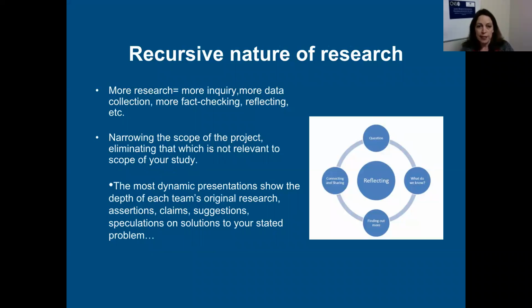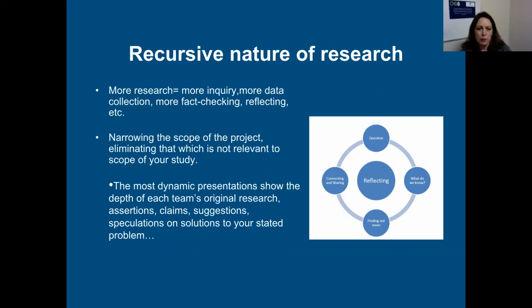That said, it's also important to keep in mind that the process of research is very recursive. It's cyclical. It involves asking a question and then reflecting on it, thinking about what do we already know? How are we going to find out more? How are we going to connect and share? So the more we dive into the research, the more we have inquiry, the more we collect data, and then we have to keep fact checking and reflecting. So it's a very cyclical process, not a completely linear process.